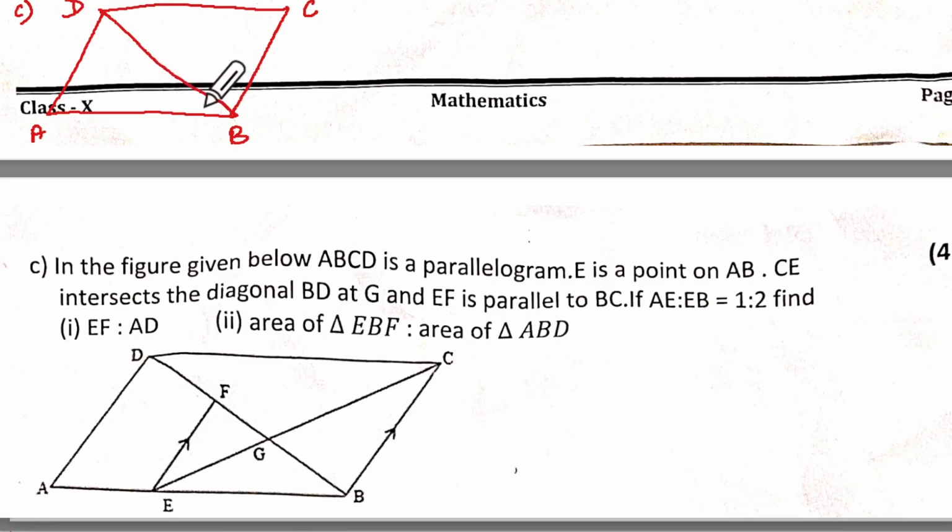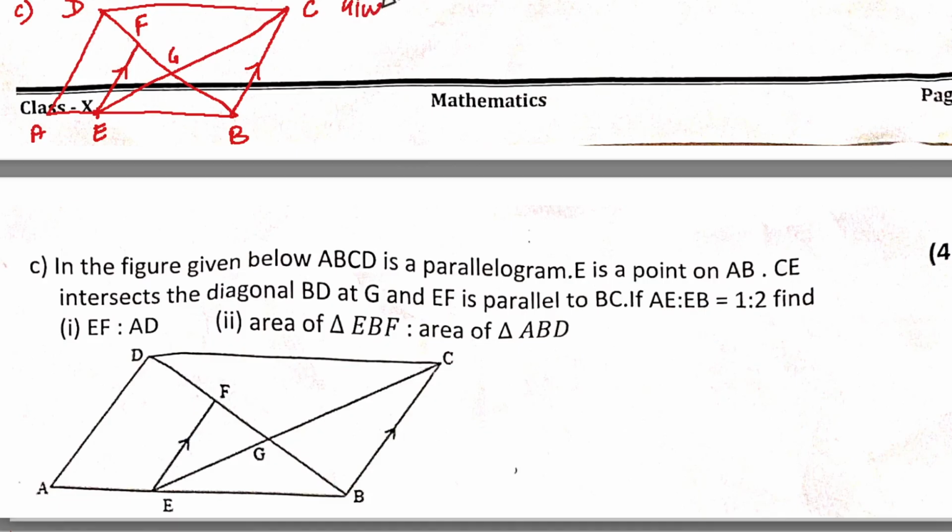Then what are they saying? E is a point on AB. That's it, any point. Do not take the midpoint, okay? And they are saying that this is parallel to this. This is F. And then EC is joined. And this point is G. They are telling you AE is to EB is 1:2.